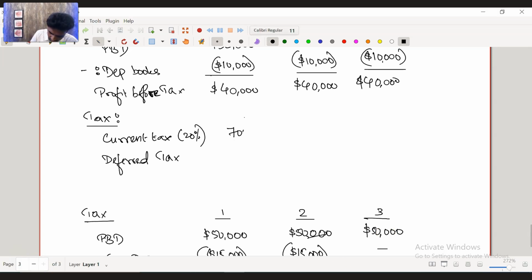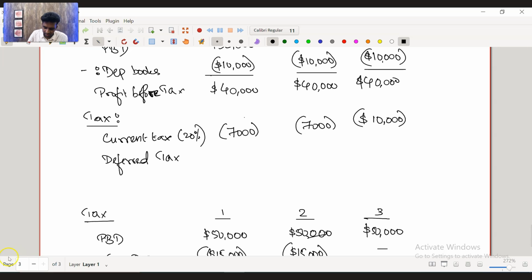So this is 7,000 and here it is also 7,000 and here as you can see the tax amount is 10,000. So in the first 2 years your tax is lower, but in the third year your tax is getting higher. Which means that's what I meant, when you pay less tax today, you might end up paying more tax tomorrow. And for that you are creating a deferred tax impact.